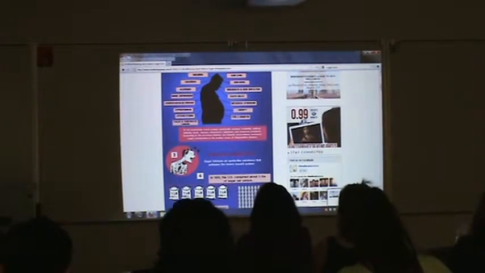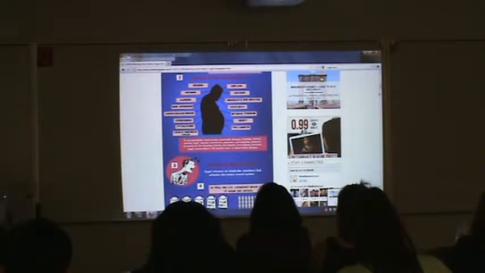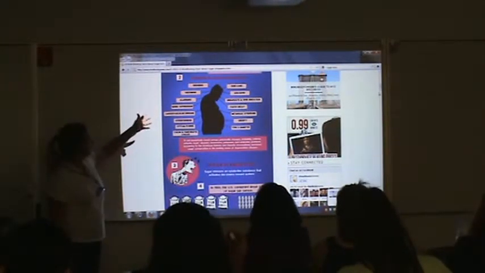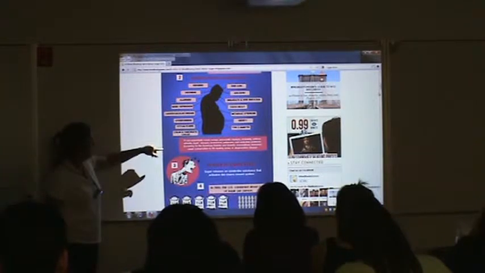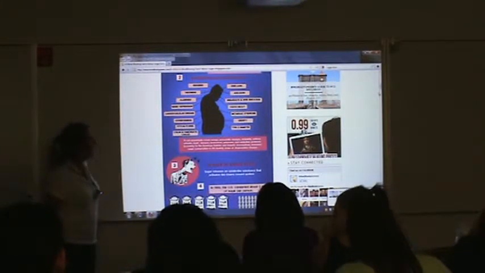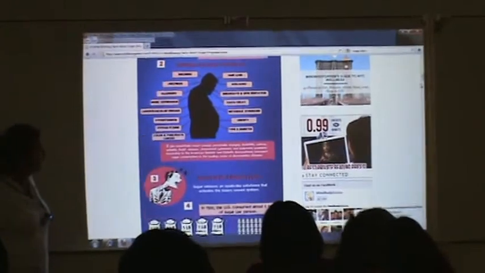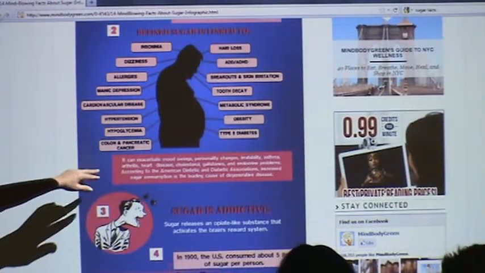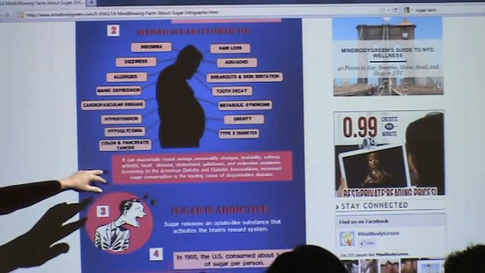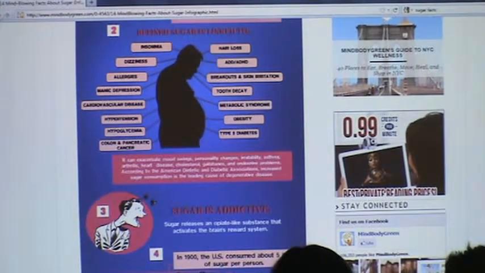And so then if you look at really the effects of sugar, refined sugar is known to cause insomnia, dizziness, allergies, manic depression, cardiovascular disease, hypertension, hypoglycemia, colon and pancreatic cancer, hair loss, ADD, ADHD, breakouts, skin irritation, tooth decay, metabolic syndrome, obesity, and type 2 diabetes. It can exacerbate mood swings, personality changes, irritability, asthma, arthritis, heart disease, cholesterol, and you know all this stuff. But this is a really great visual website.